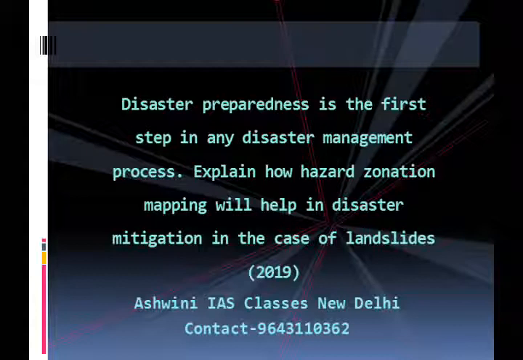We will discuss a question which has appeared in General Studies papers 2019. The question says, disaster preparedness is the first step in any disaster management process. Explain how hazard zonation mapping will help in disaster mitigation in the case of landslides.